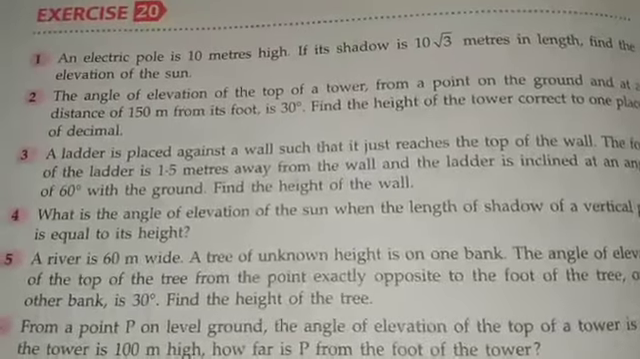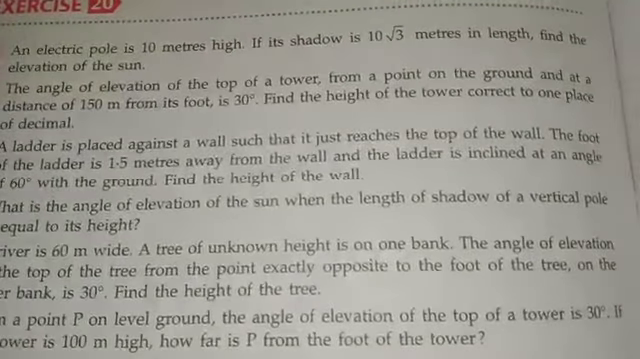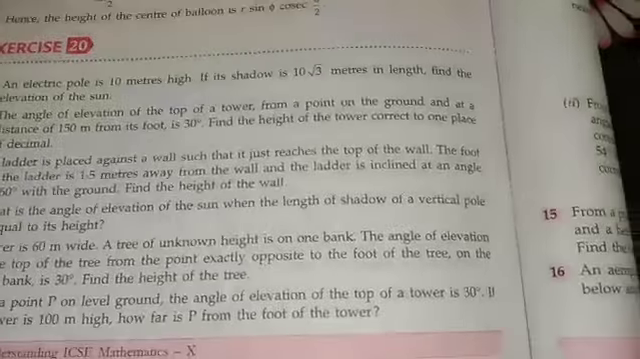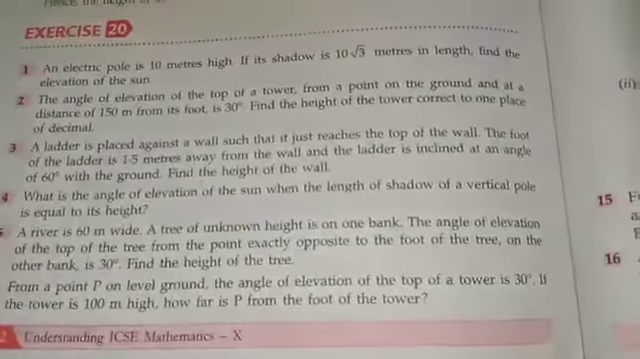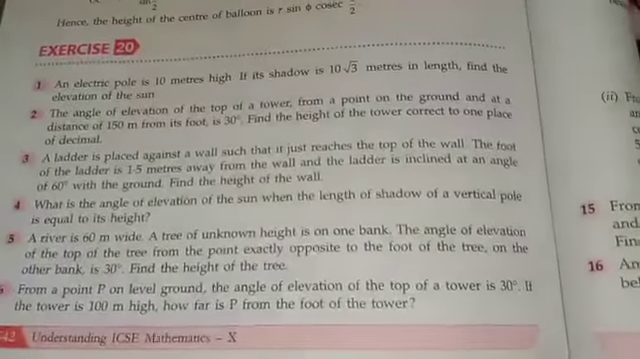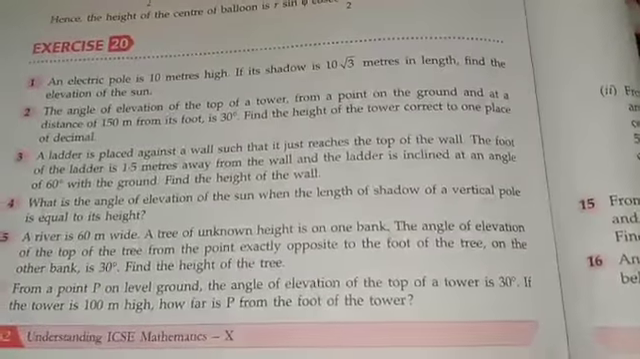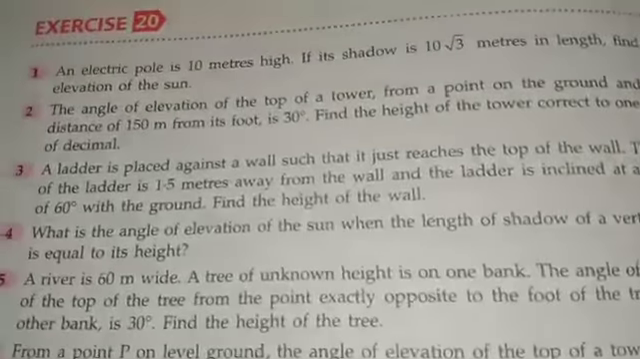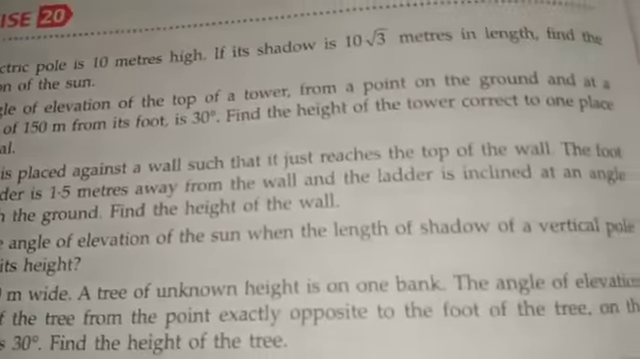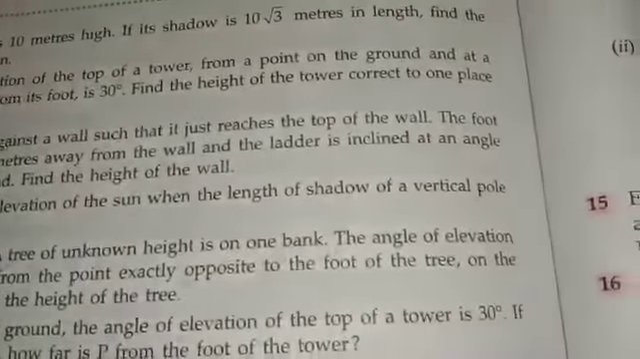Question number 4. What is the angle of elevation of the sun when the length of the shadow of a vertical pole is equal to its height? Means the length of the vertical pole and its shadow are equal to each other. What is the angle of elevation of the sun?